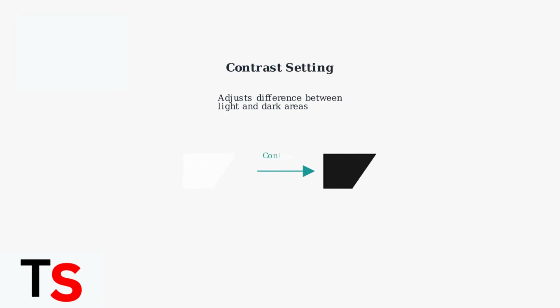Contrast adjusts the difference between light and dark areas on your screen. Proper contrast settings help you see details in both bright and dark scenes, making images appear more vivid and defined. Sharpness affects the clarity of images and text on your display. While it might seem like higher is better, setting sharpness too high can actually make images look artificial and pixelated.